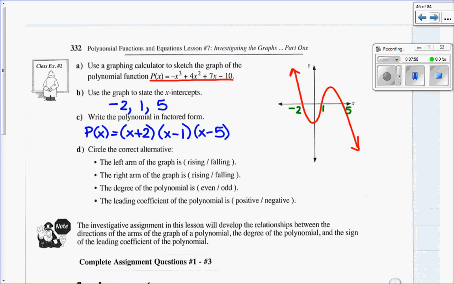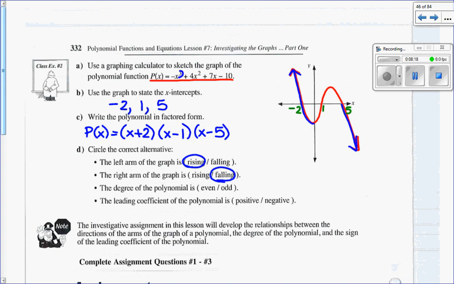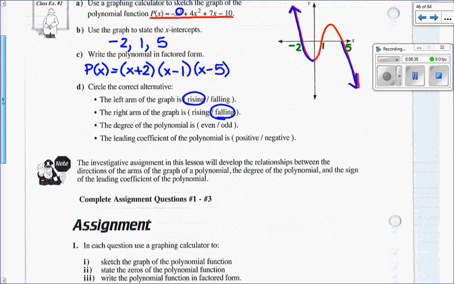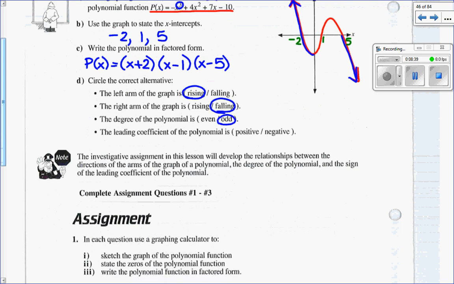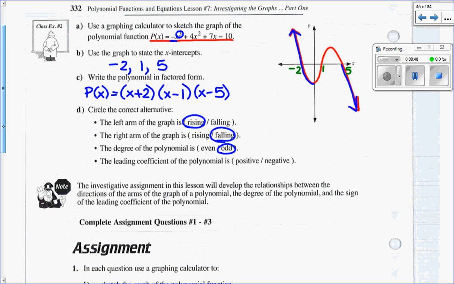All right, now looking at our graph, we have to circle the correct alternative. The left arm of the graph, that's this part of the graph, is what we call rising on the left. The right arm of the graph, that's this part, is falling. The degree of the polynomial is the highest exponent in all of your x's. If they're in mixed up order, you'd have to rearrange it and put it in descending order of powers. So the highest power is cubed, so this is an odd degree. X cubed is an odd degree. And our leading coefficient here is -1 really, and so the leading coefficient is negative.